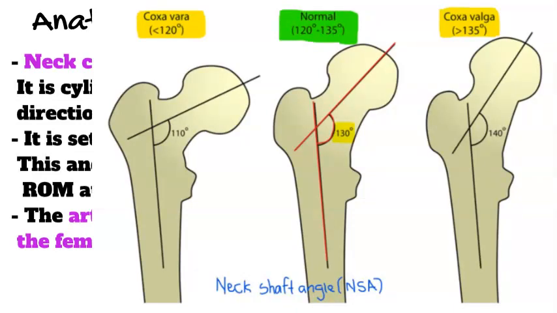This figure shows the neck shaft angle that we were talking about earlier. Normal is usually 120 degrees to 135 degrees. If less than 120 degrees, the patient has coxa vara. If the neck shaft angle is more than 135 degrees, the patient has coxa valga.